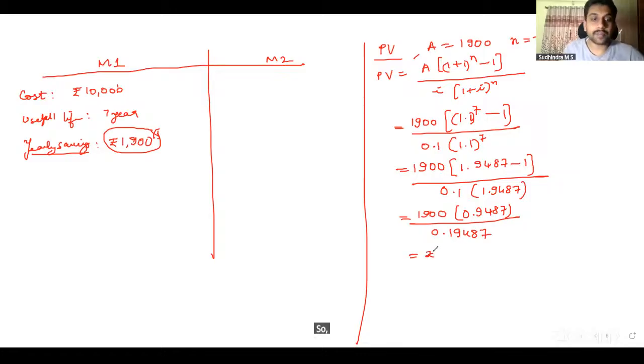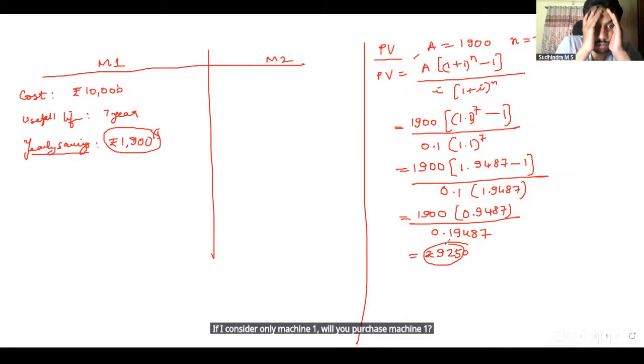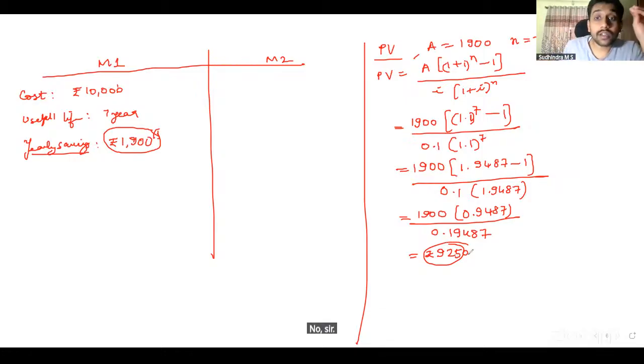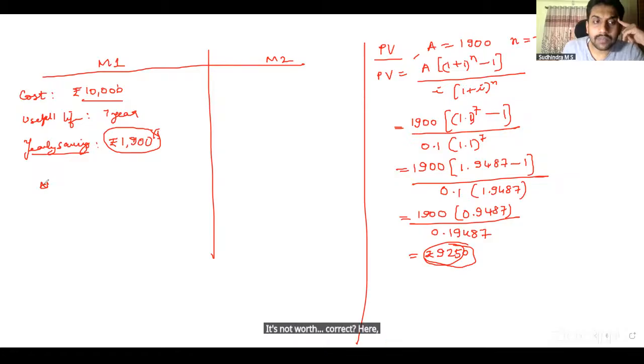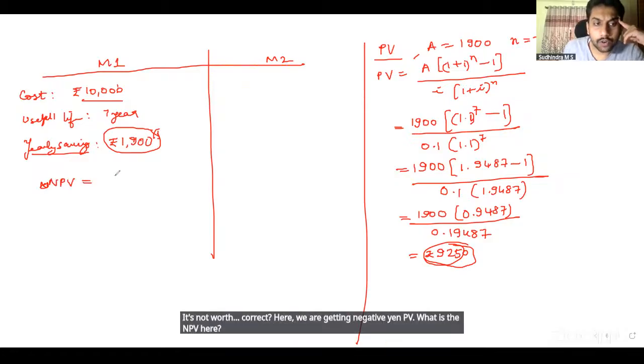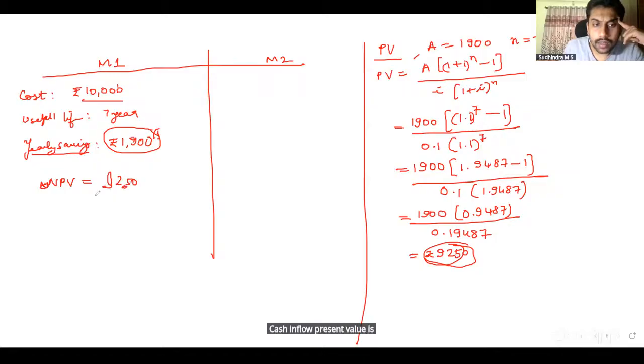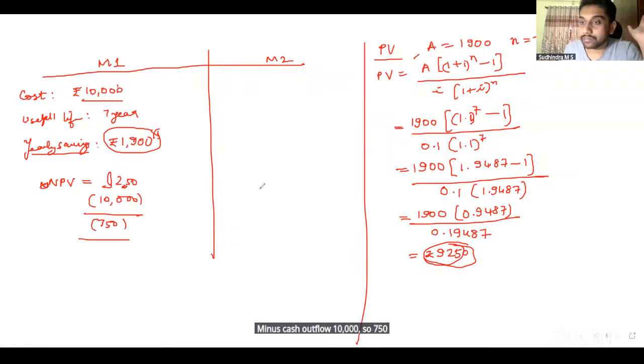So, what is the present value? 9,250. So, if I consider only mission 1, will you purchase mission 1? No, sir. Because the present value of its savings is 9,250. To get savings of 9,250, you are spending 10,000. It's not worth it. Correct. Here we are getting negative NPV. What is the NPV here? Cash inflow present value 9,250 minus cash outflow 10,000. So 750 negative. NPV less than 0.